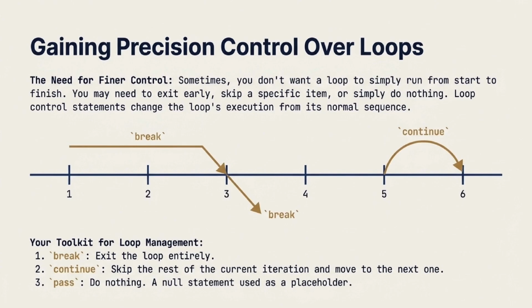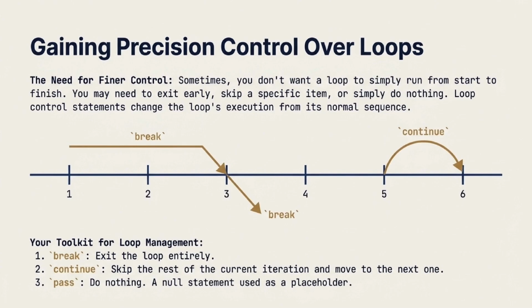The continue statement does not stop the loop. Instead, it skips the rest of the current iteration and moves directly to the next iteration. In the diagram, when the loop reaches step 5, the continue statement causes the program to jump ahead, skipping the remaining code for that step and continuing with the next value.